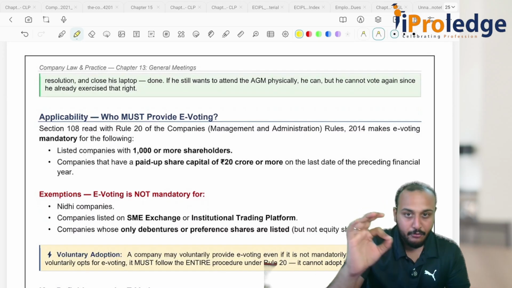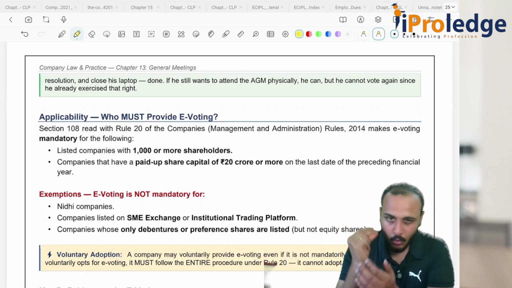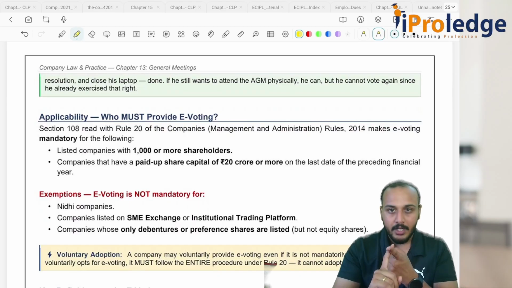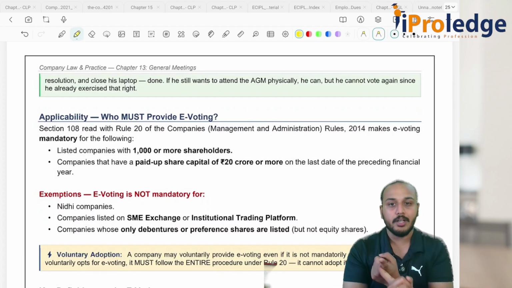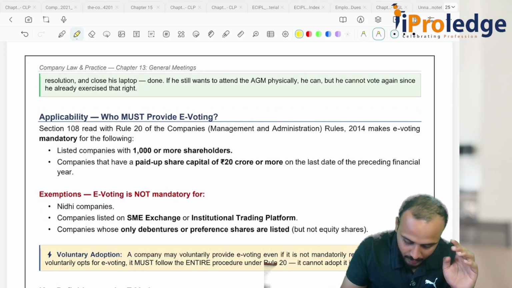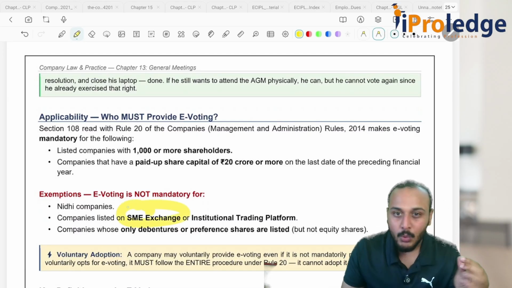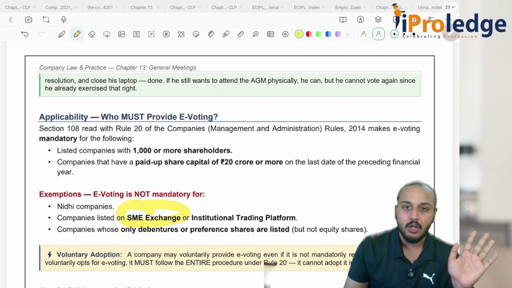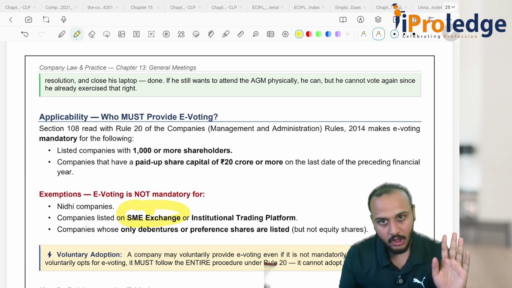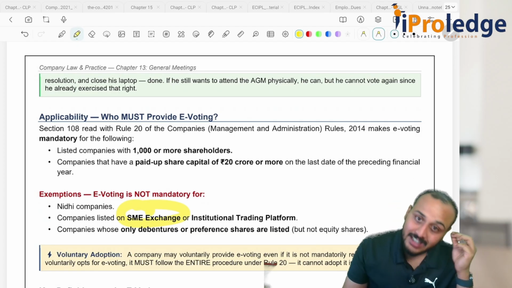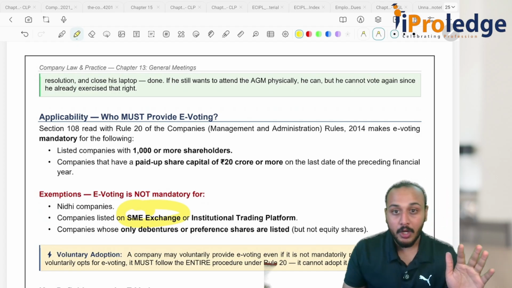Now you need a quick understanding of securities laws. There are four types of stock exchange: main board, small and medium enterprises, social stock exchange, and innovators growth platform. Just remember, SME exchange is already covered here. Whether equity shares, preference shares, or debentures are listed on SME exchange does not matter. Any company whose shares are listed on SME exchange need not provide the e-voting facility.